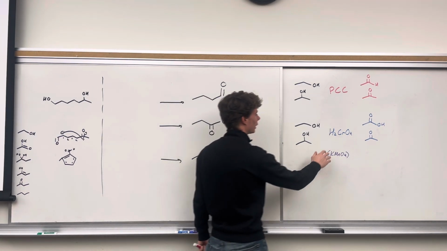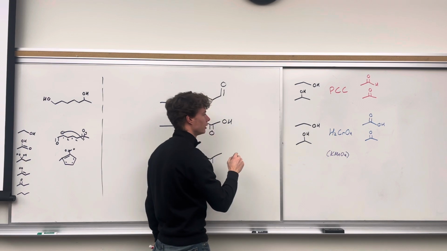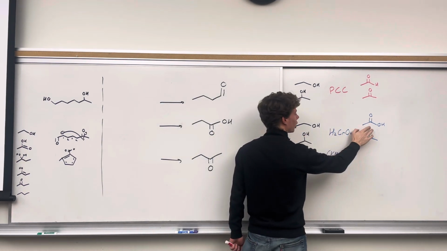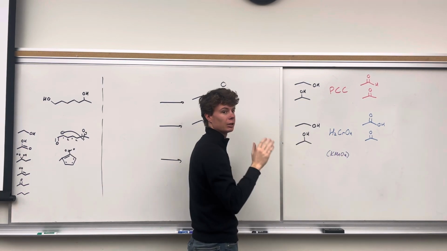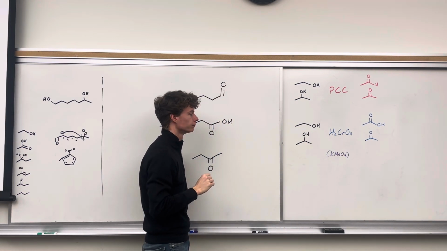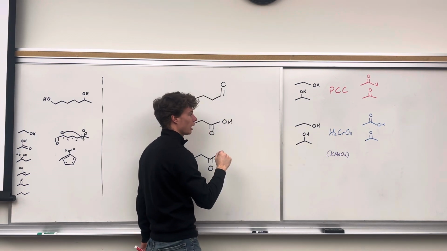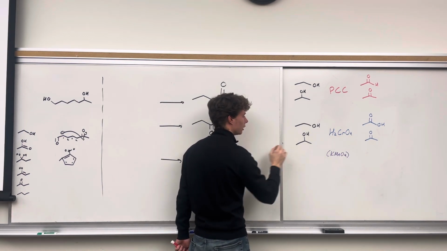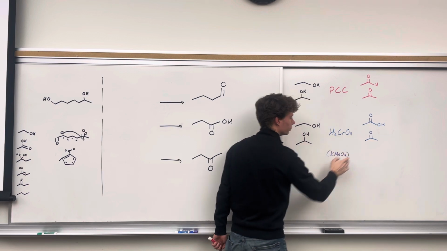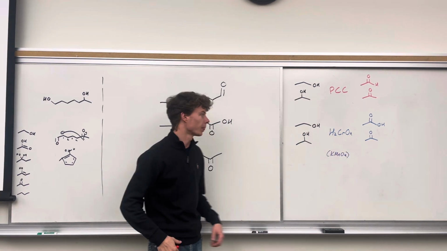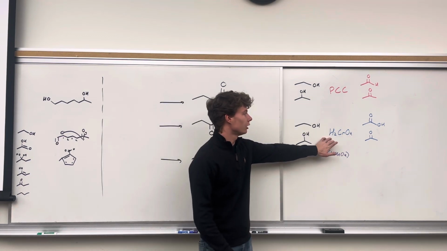Our stronger oxidizing agent, chromic acid, will oxidize a primary alcohol all the way to a carboxylic acid, so a step further than the aldehyde. But like PCC, chromic acid will also oxidize a secondary alcohol into a ketone. There's nothing else we can do with the secondary alcohol. It's as far as we can go. So chromic acid is a little bit stronger.